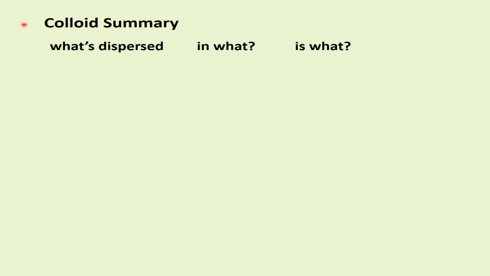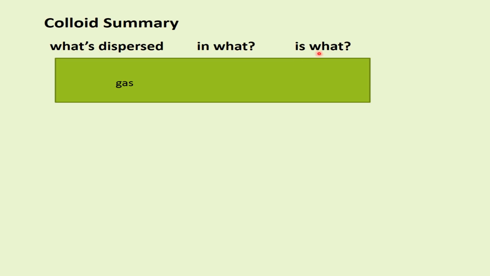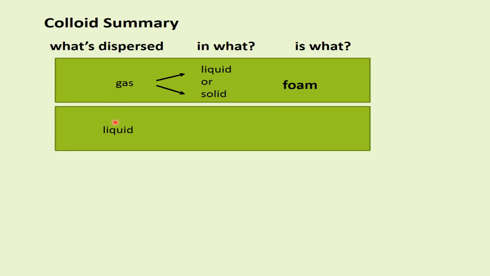So let's summarize the four types of colloids as to what is being dispersed, and what is the dispersing medium, and what kind of colloid it is. So first of all, a gas, when it is dispersed in a liquid or a solid, it's called a foam. The next phase of matter after gas would be a liquid. When it is dispersed in a liquid or solid, it is referred to as an emulsion.